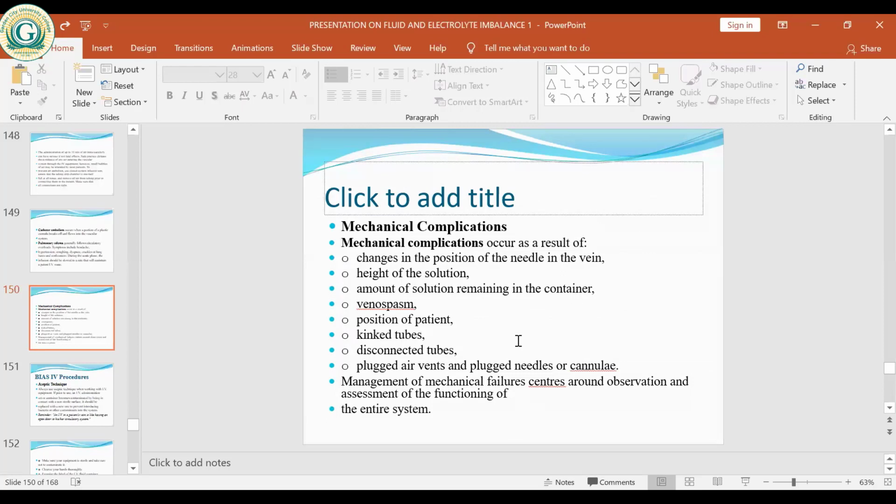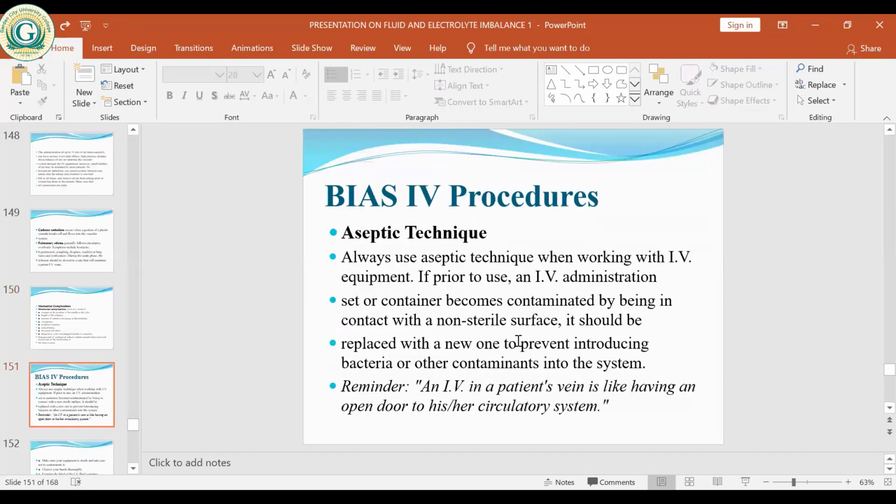Disconnected tubes: some patients can become restless or just struggle, and before you realize, the cannula is disconnected from the IV tubing, and the patient may bleed if you are not careful. This patient may bleed to death if it happens. So be careful. Always make sure it is tight. Plugged air vents and plugged needles or cannulas are also mechanical failures. Management of mechanical failure centers around observation and systems. So we will not go into the procedures for this. Any question so far?